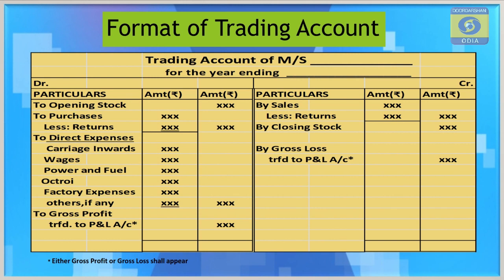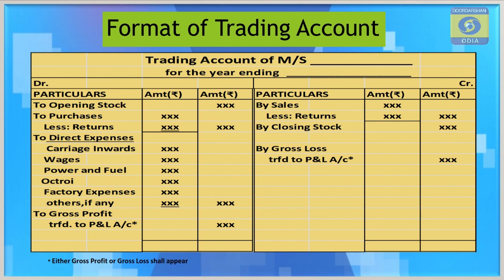Usually the accounting year starts from April 1st and ends on 31st of March. So mostly according to the question, you will mention the date which is the year ended, and then we have columns as depicted in the slide. You can see we have the debit side and the credit side. The formatting of a trading account is exactly like that of any account. So on the left hand side we have the debit, and on the right hand side we have the credit.